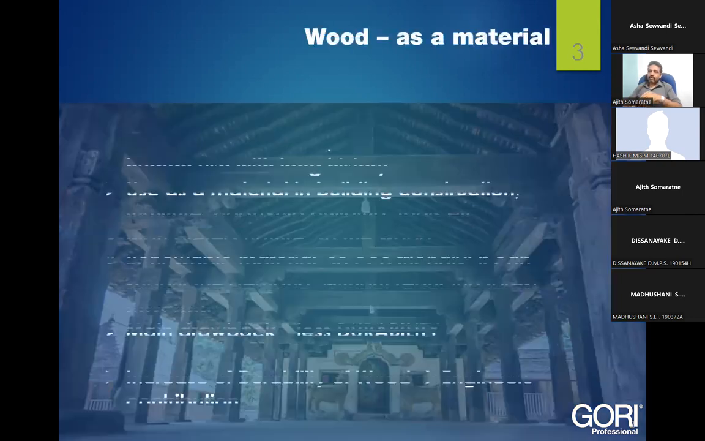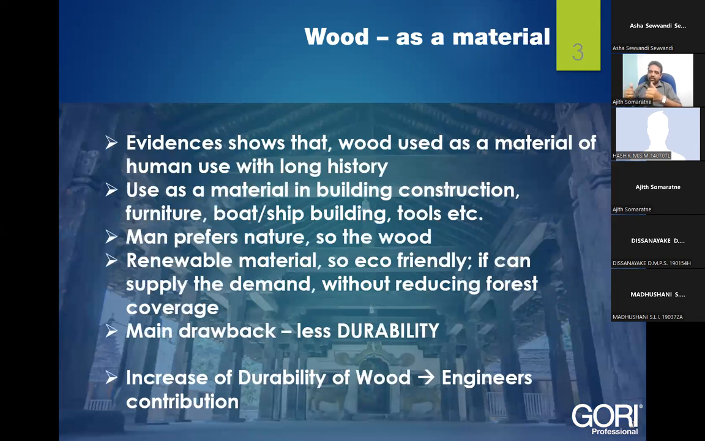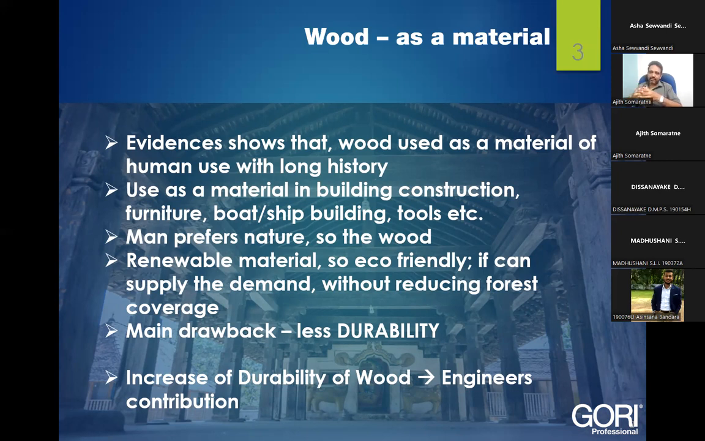So let's move on. Before talking about wood protection, consider wood as a material. Much evidence shows that for thousands of years we have been using wood as a construction material. It has a long history compared to concrete or UPVC plastics or any other alternative. We use it in furniture, in building construction, in building boards, ships and more. So in many applications, we use wood. Man especially prefers wood because we prefer nature. Even at your house, you like to have wooden doors and windows, wooden floors, wooden furniture. Even if we can't use wood, we use an alternative with the appearance of wood.